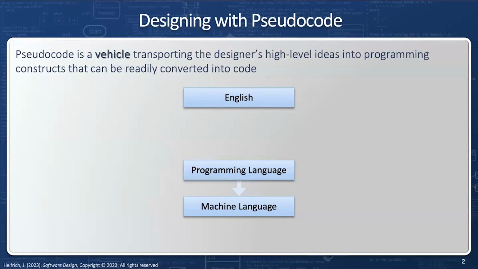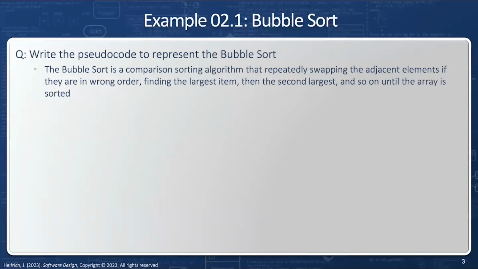Now, of course, we have a programming language which will generate machine language, and that's a good thing, but that's still a really big gap to go from English to the programming language. So pseudocode will start looking very much like English, and then through multiple iterations, we're going to transport those ideas until they become closer and closer to the programming language. This is perhaps best explained by example.